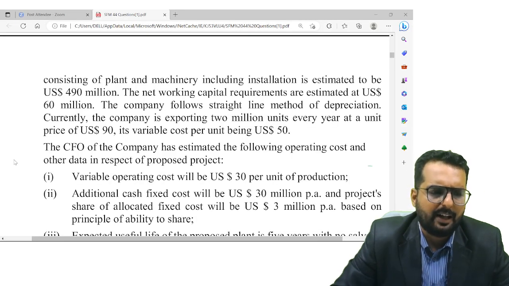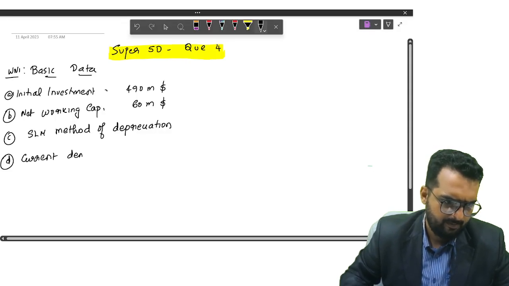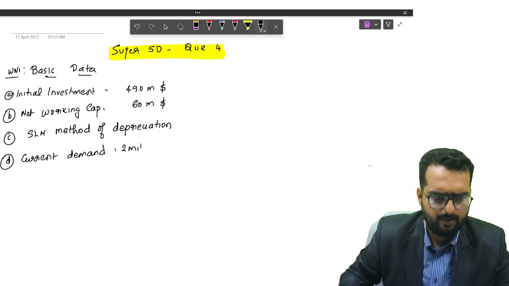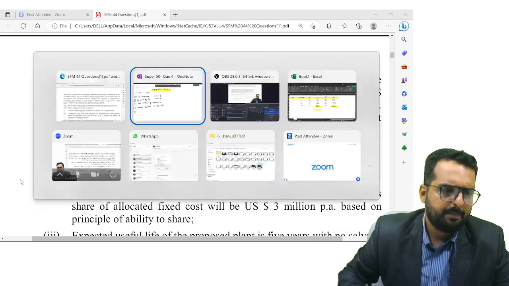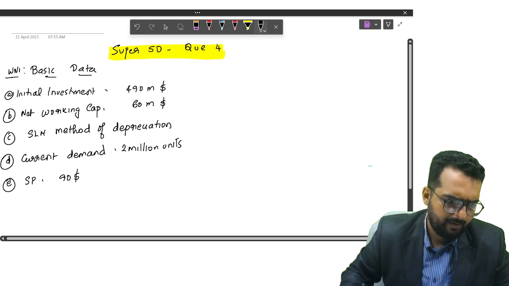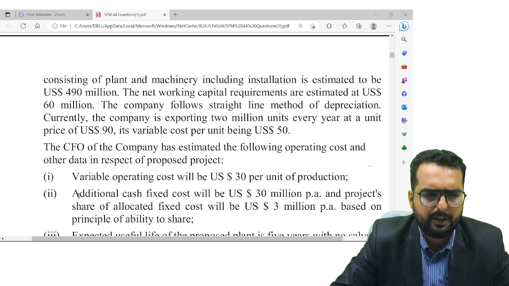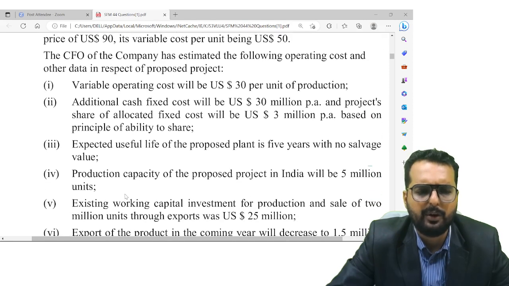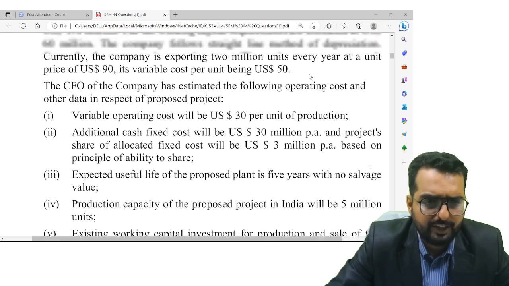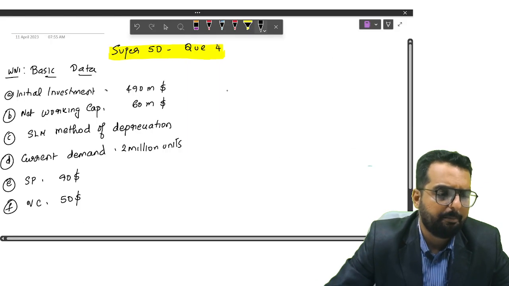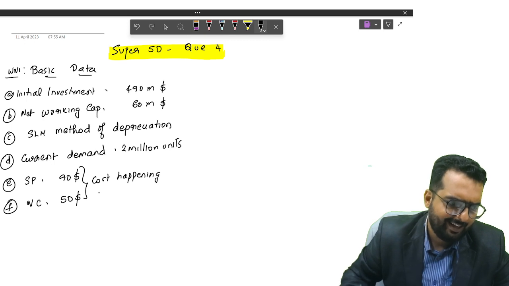SLM method of depreciation. Currently, the company is exporting 2 million units every year at a unit price of $90. Variable cost is $50. The CFO of the company has estimated the following operating costs and other data in respect of the proposed project. Now this was the cost in US. We have to understand that. As of now, what is the company doing? The company is exporting, so this is the cost happening in US.